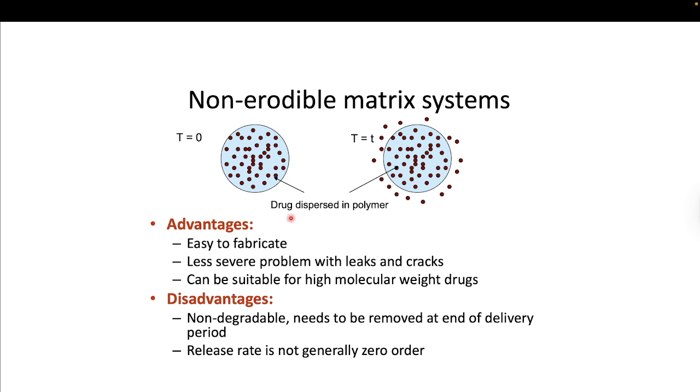So the advantages of this particular system are, it's easy to fabricate. You don't have to put drug inside a polymer membrane. You just mix your polymer and your drug together, and over time the polymer will cross-link and will trap your drug inside. So it has less severe problems with leaks and cracks, and it can be suitable for high molecular weight drugs. The limitations for this system are, since these are non-degradable, as I was saying, you have to do surgery twice, once to implant it, and you also have to remove it at the end of the delivery period. And also the release rate is not generally zero order.